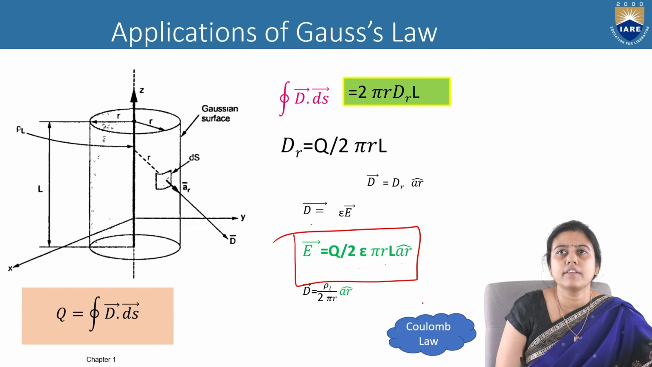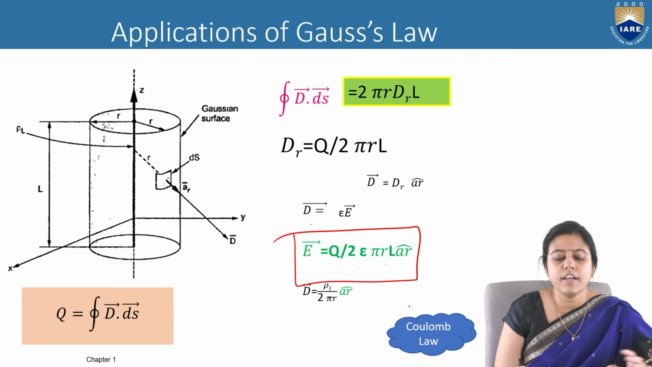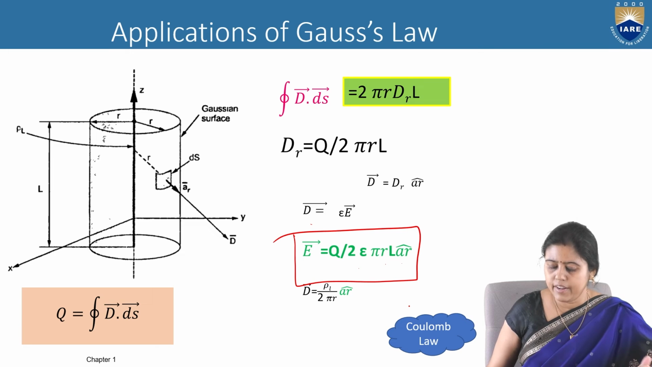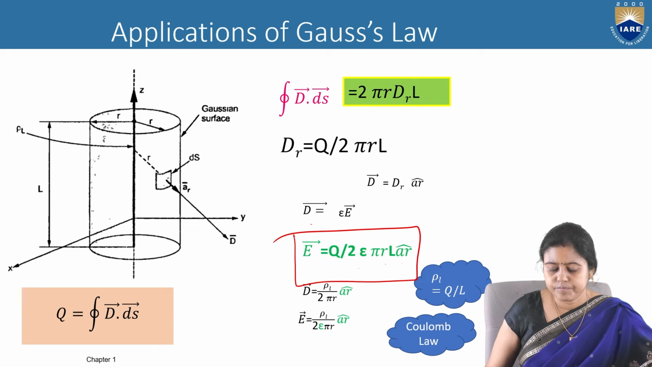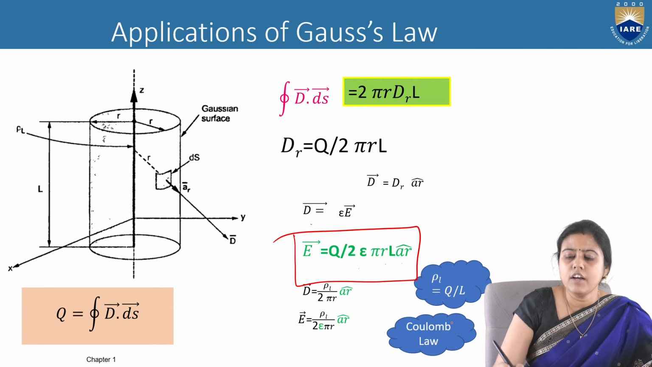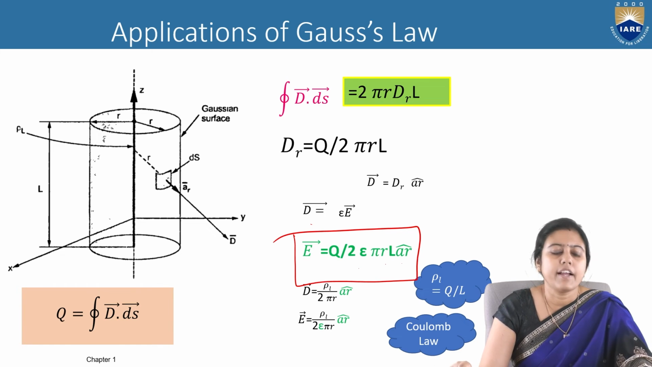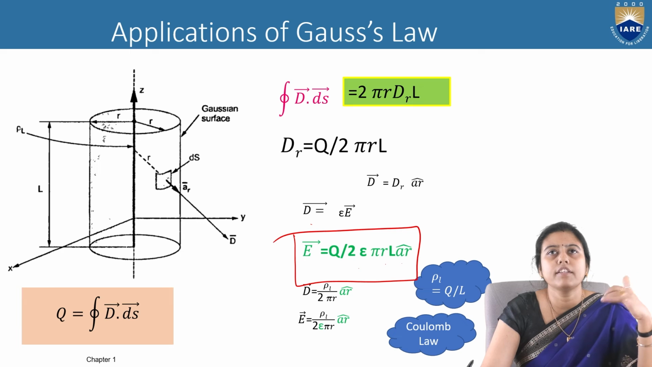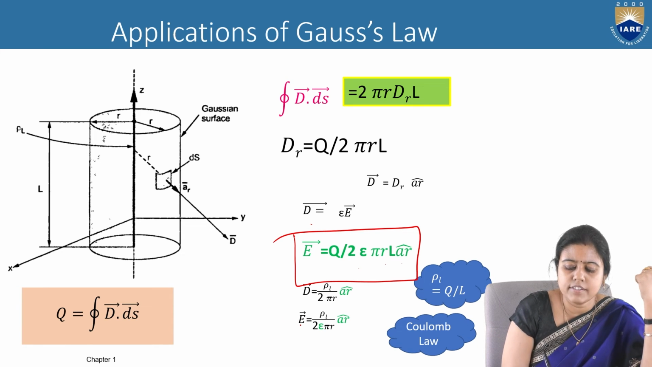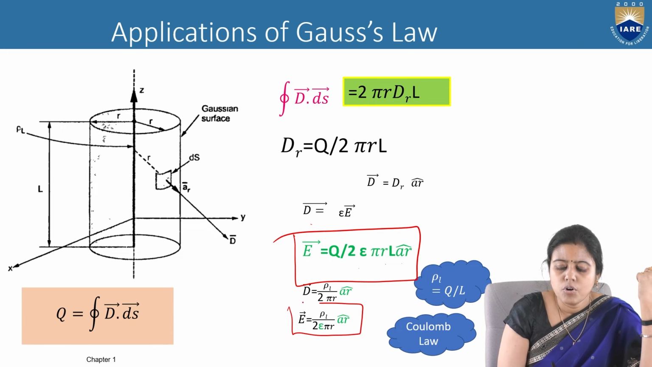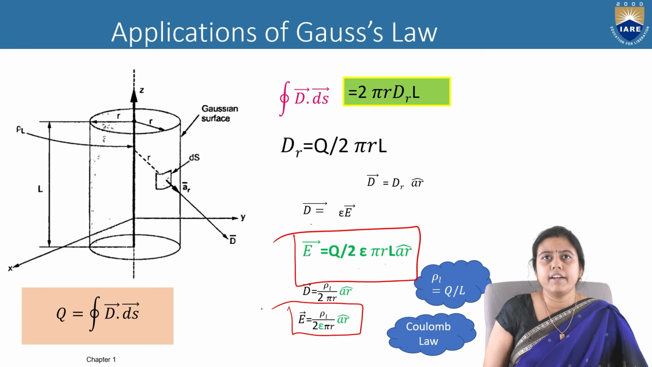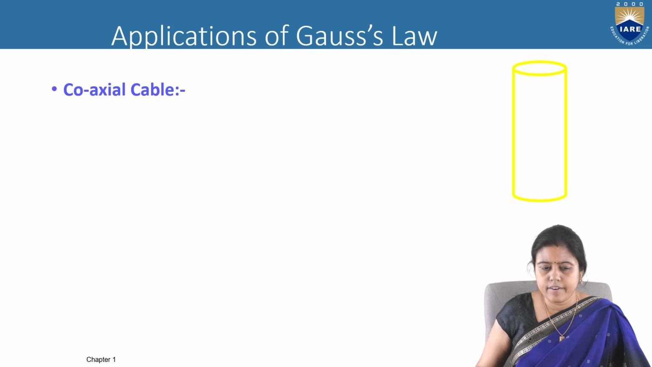This is also known as Coulomb's law for a cylinder. So the question may come: calculate the field for the cylindrical surface, and what is this? E is equal to ρ_L by 2π ε ρ into a_ρ.